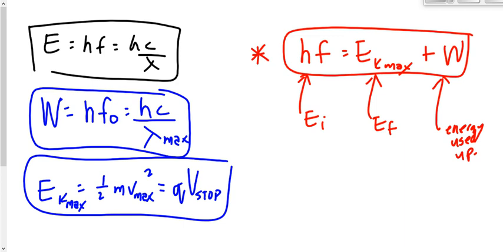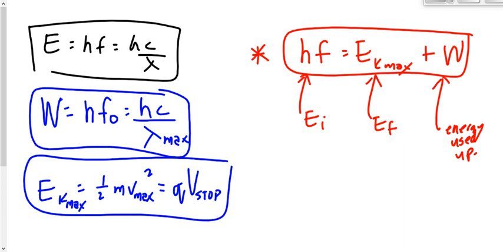So if we start with 10 joules and we end up with 8 joules, then the energy that's used up in the process of ejecting the electrons must be 2 joules. Ei is equal to Ef plus whatever we ended up using up.